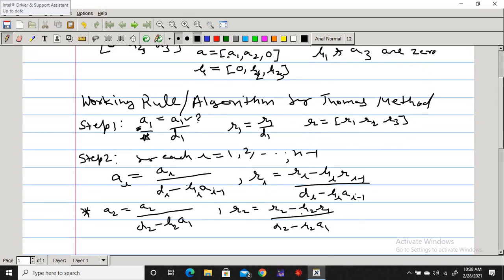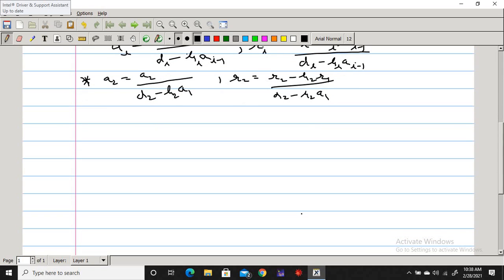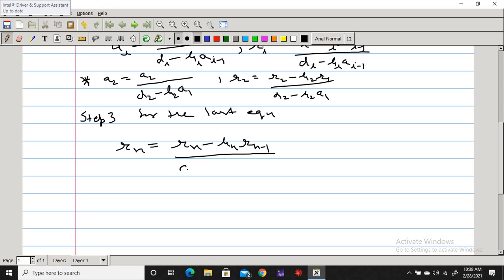Okay, and now in step 3, for the last equation, Rn is going to be (Rn minus Bn Rn minus 1) upon (Dn minus Bn An minus 1). Okay, so in the last step we will be calculating Rn.